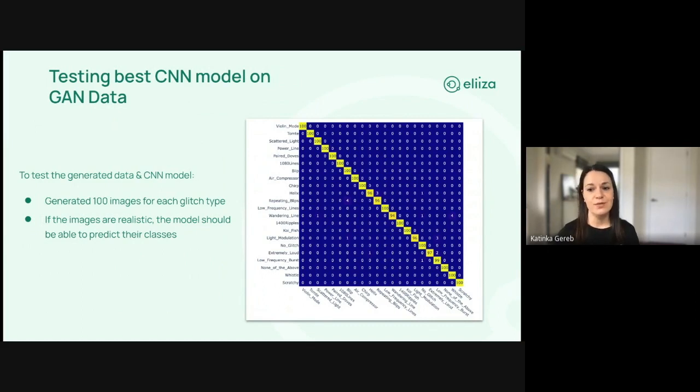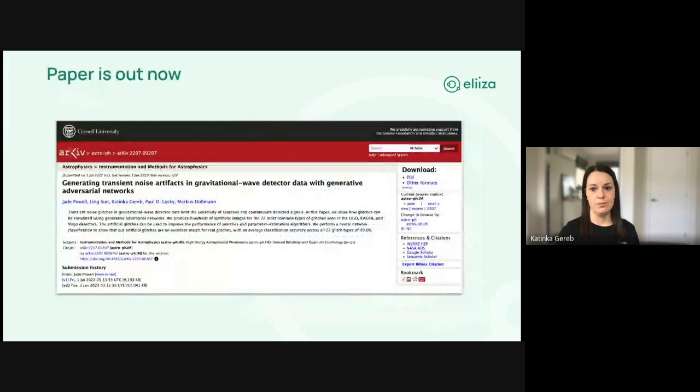And actually, this brings me to the end of the presentation. But before I say goodbye, I wanted to mention that this project actually resulted in a paper that is now published in the Classical and Quantum Gravity journal. So feel free to check out that paper if you are interested in the details of the project.